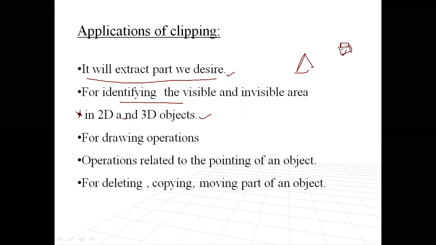We can easily find whether the object drawn is 2D or, simply, a cube. If you want to operate on or identify some part, it can be done with the help of clipping. For drawing operations, we can use clipping when we want some hidden part to be shown or some part to be clipped. It is also used for deleting, copying or moving part of an object from one position to another. So these are a few applications of clipping.